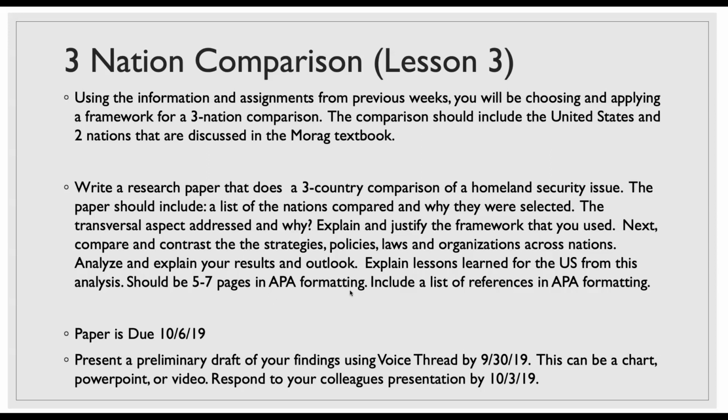And outlook, meaning, is the outlook good in terms of do they have sound policies and procedures, and have they been effective in reducing terrorism or responding to terrorism? And then explain the lessons learned for the United States from this analysis. What can we learn about our own homeland security policies, for example, in terms of making modifications or perhaps making them better? Now, this should be a 5 to 7 page paper using APA formatting, including a list of references in APA formatting.